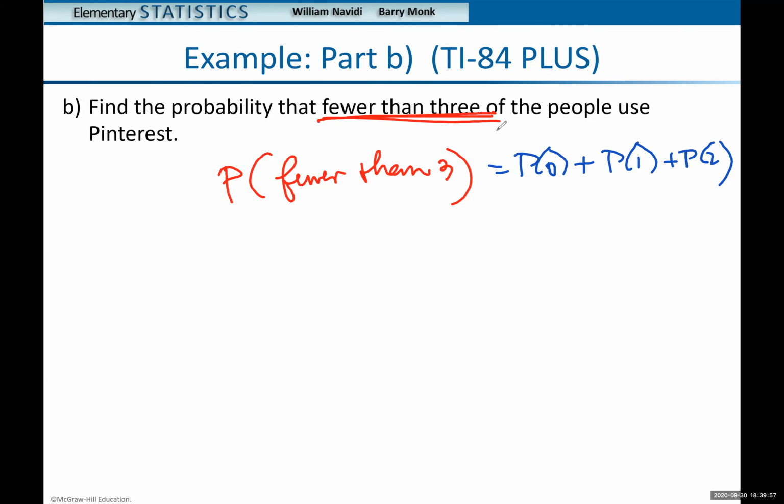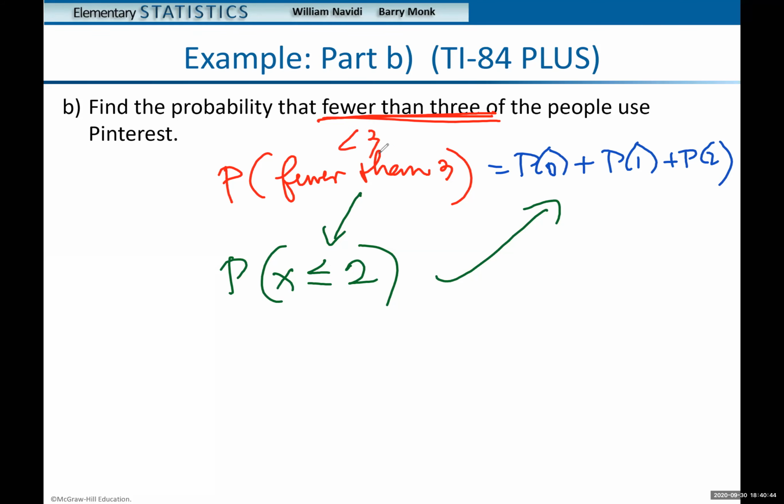Also meaning, take note of this, fewer than 3 is the same thing as less than or equal to 2. Do you agree? Yes. Less than or equal to 2 is also 0, 1, and 2. The reason why I showed you that fewer than 3 is less than or equal to 2 is because you can only use binom CDF if it's less than or equal. Fewer than 3 means less than 3, so you cannot use binom CDF with the number 3.